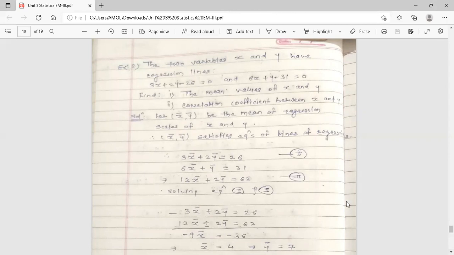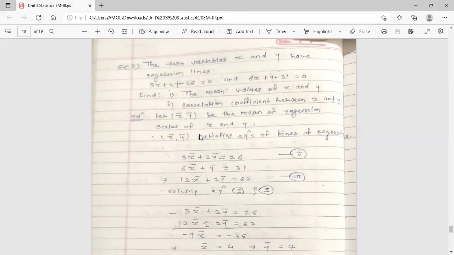See how to find it. Let the ordered pair x bar, y bar be the mean of the regression series of x and y. Here x bar is the mean of x and y bar is the mean of y. So if x and y satisfy the equations of the regression lines, then obviously x bar and y bar also satisfy the equations of the lines of regression. It is obvious.